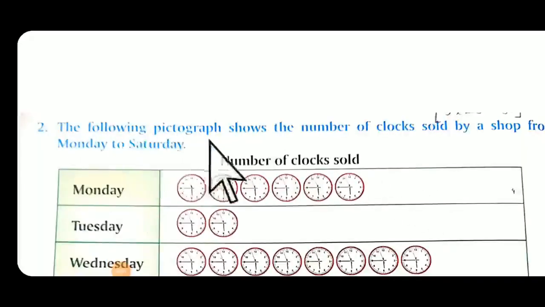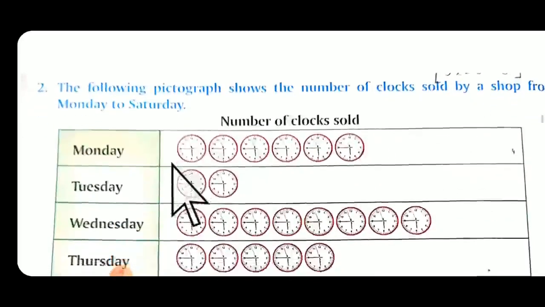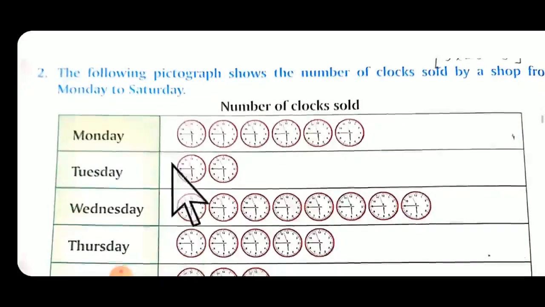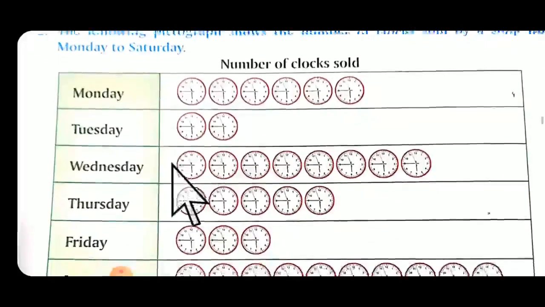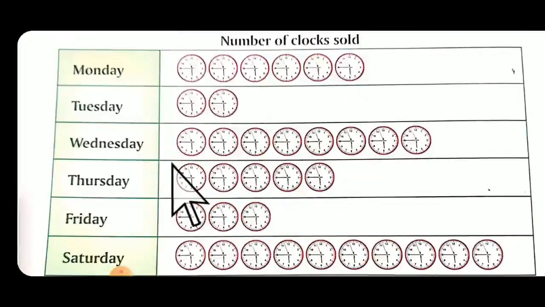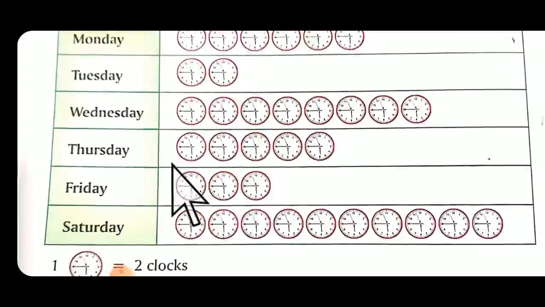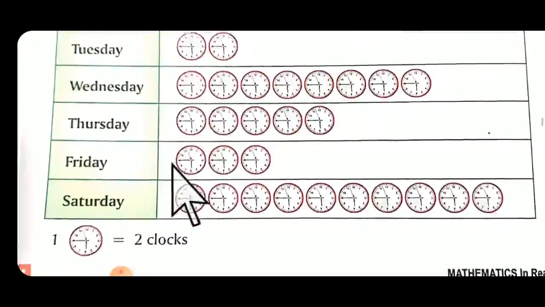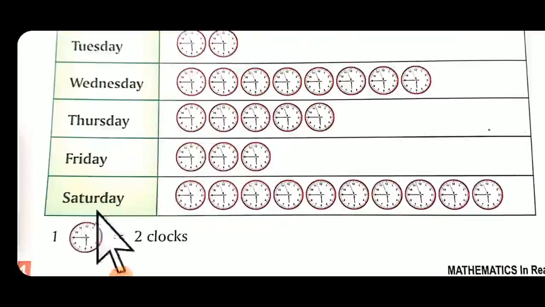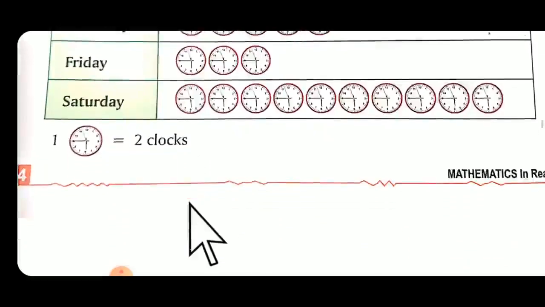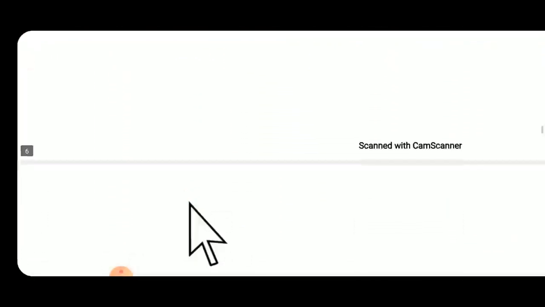Question number 2. The following pictograph shows the number of clocks sold by the shop from Monday to Saturday. That means a shop in which they are selling clocks. From Monday to Saturday, how many they are going to sell is given in the form of pictures, a pictograph, that is clocks. One clock is equal to 2 clocks, we have to take into consideration.